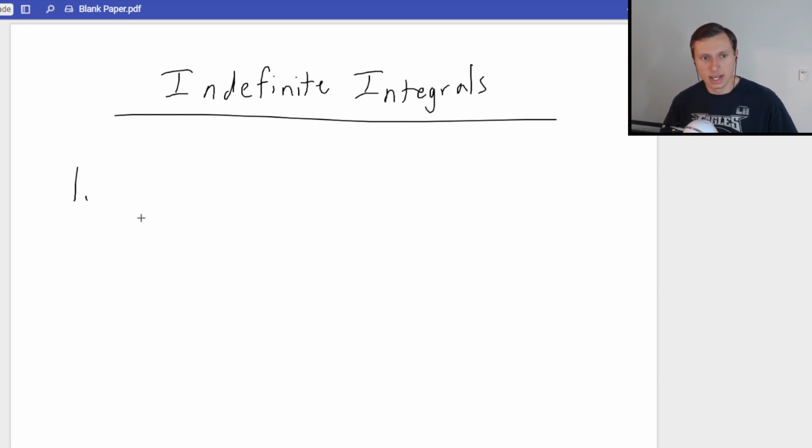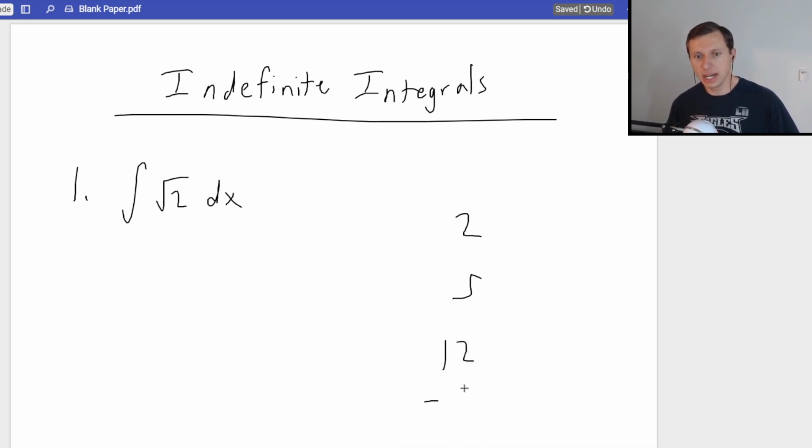Number one, I just want to know what is the integral of the square root of 2 dx. An easy one to get started. So I've got good news for you. This is a very easy integral. It follows the constant rule, which pretty much says if I have the square root of 2, it doesn't matter what the number is, like the number could be 2, the number could be 5, the number could be 12, could be negative 1/5.